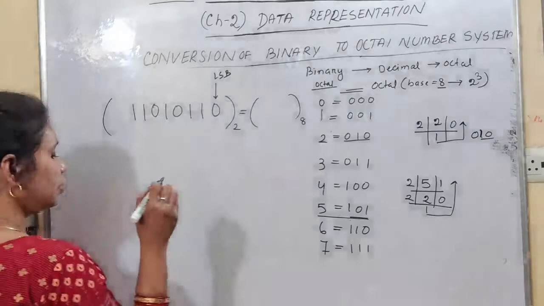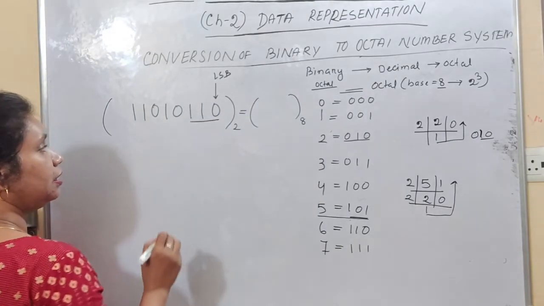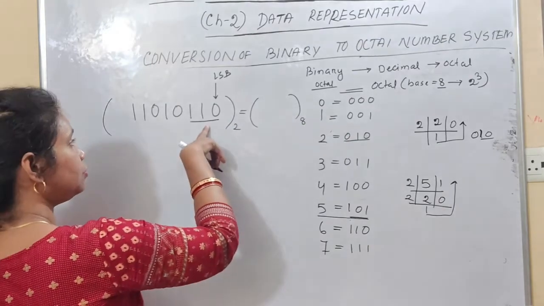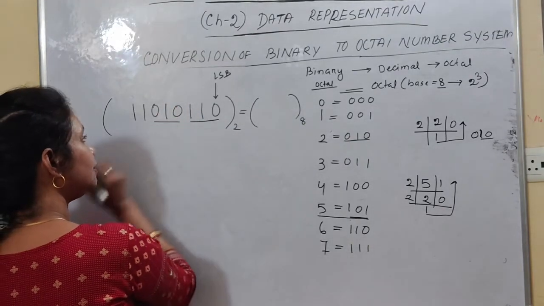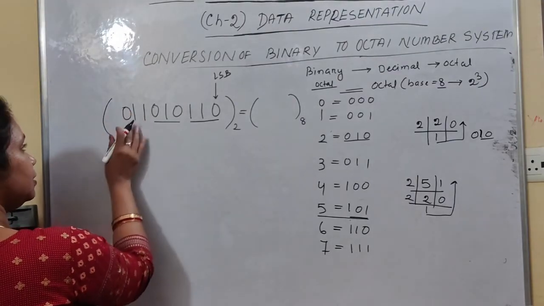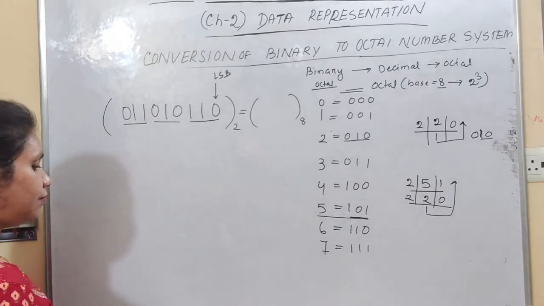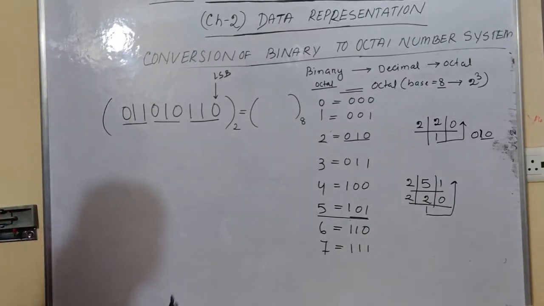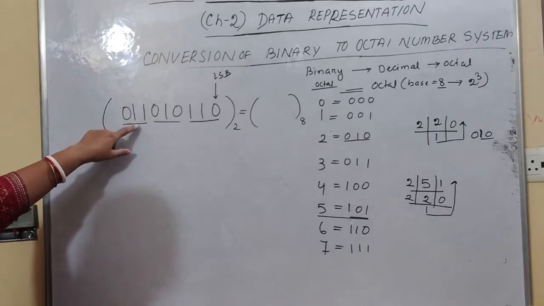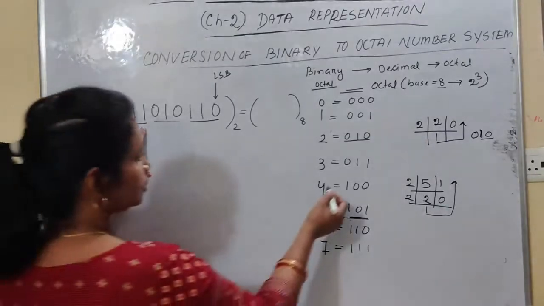Now you have to group 3 bits. That means here these are 3 bits, so you make a group. Similarly, this is another 3 bits, and here a 1 is left, so you have to add 0 on the left side of it. So this is another 3 bits. After that, you have to find its octal representation. That means 0 1 1. So here you check 0 1 1.